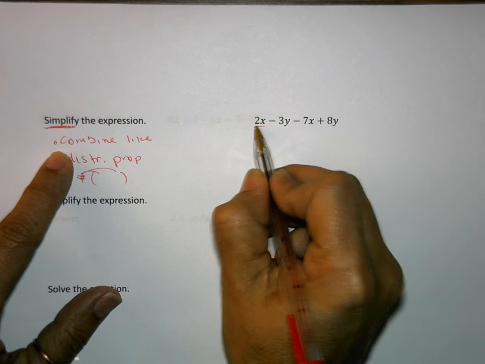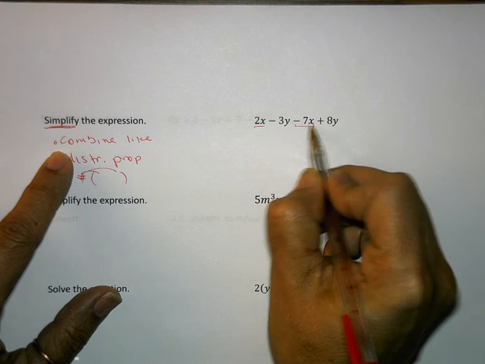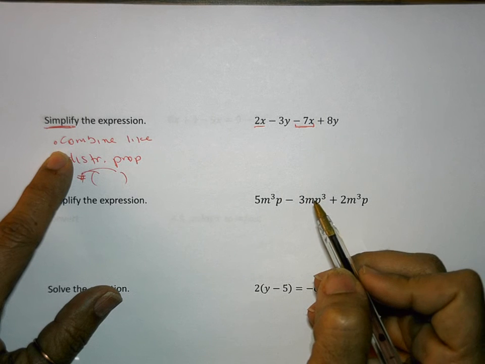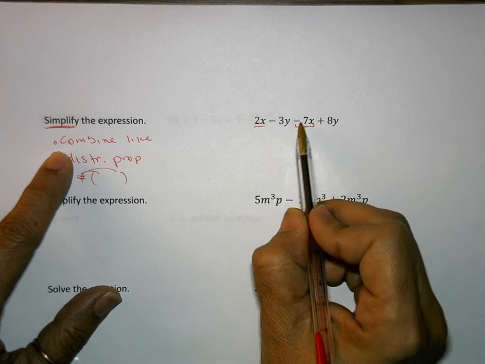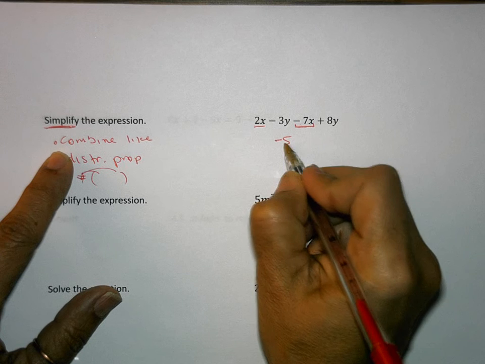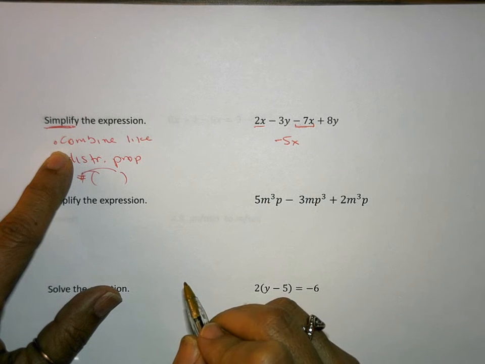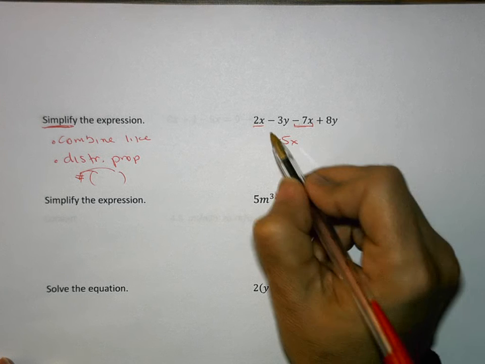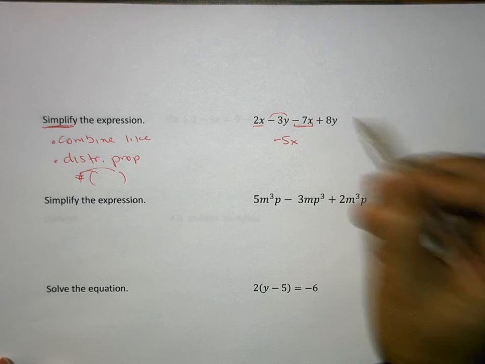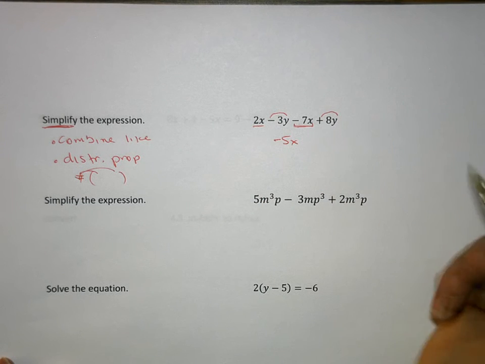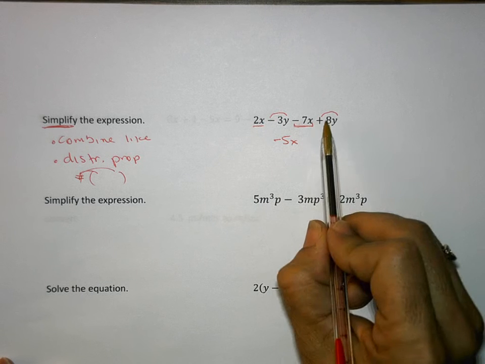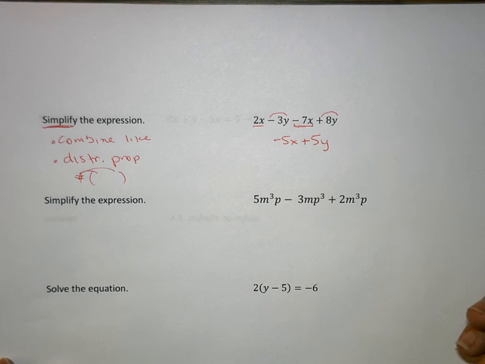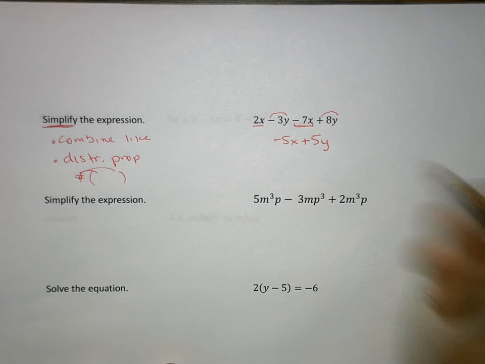I see a 2x and I see a negative 7x. They both have an x in common, so they are like terms. And 2 minus 7 is a negative 5x. So I took care of the x's. Now let's take care of the y values. We have negative 3y and positive 8y. So negative 3 plus 8 is a positive 5y. So that is how you combine terms like that.